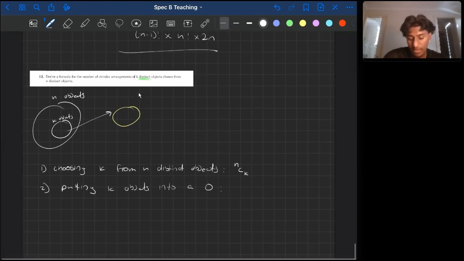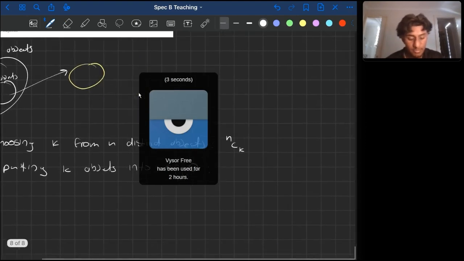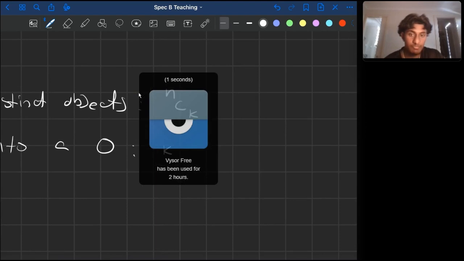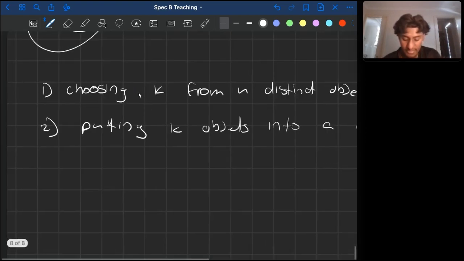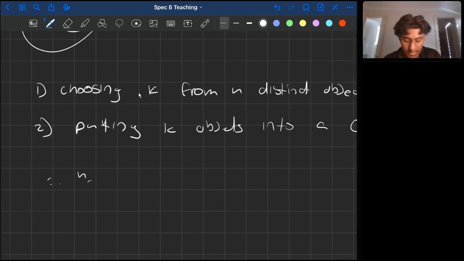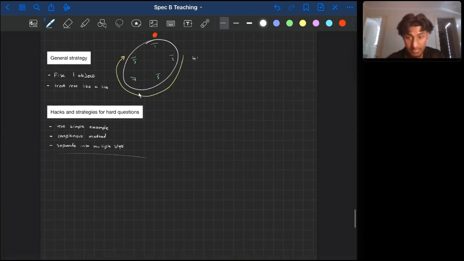The other step is putting k objects into a circle. How we do that is we have k objects, so we fix one object, and now we have k minus 1 left. We put the k minus 1 into a line, which gives k minus 1 factorial. So our full answer is nCk times k minus 1 factorial. This is the full question, and it's super simple if you understand this step right here.